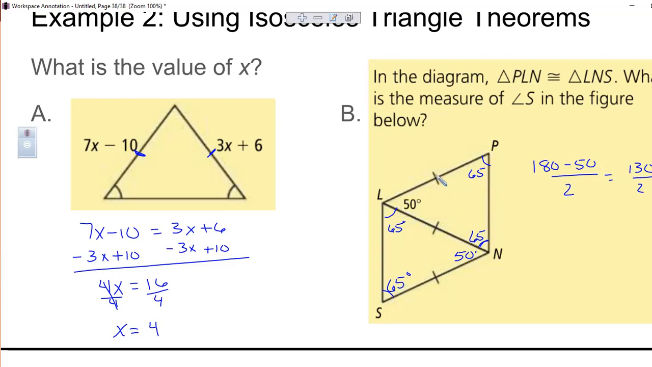Now just because these line segments here are all congruent does not mean that every time you have congruent line segments you'll have all congruent angles. The reason why these are congruent is because it tells us our triangles are congruent. Okay, we'll come back and practice a few more of these in just a little bit.